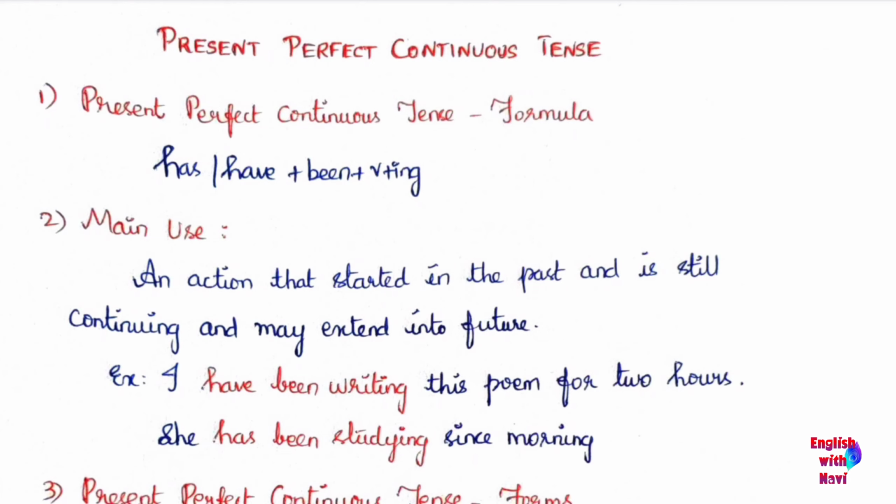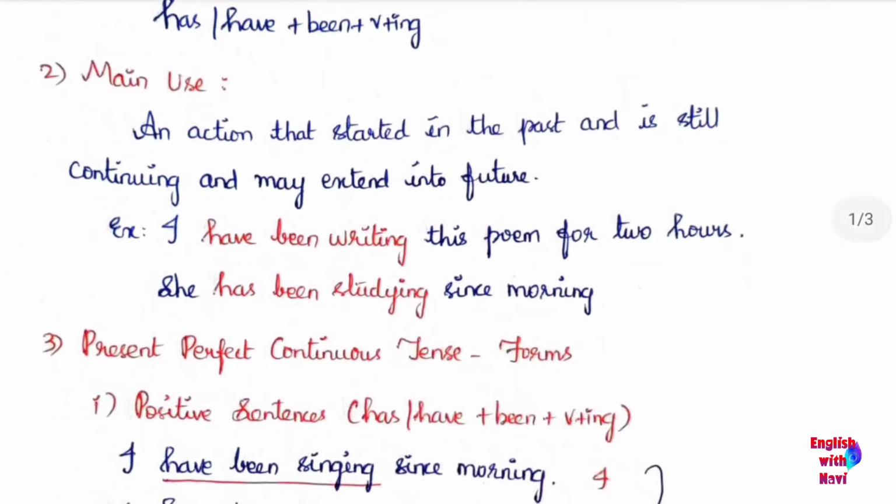Alright, say for example, I have been writing this poem for 2 hours. Here, 2 hours before, an action has been started. Right? Now, what's the action? Writing process. But did I complete my writing work? No. It might take 1 hour to get completed or 1 month to get completed, but the action is still going on. That's the concept. So that's when you could use this tense. So an action that started in the past and is still going on in the present.